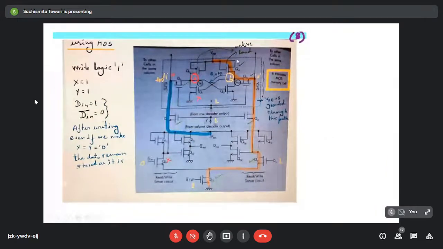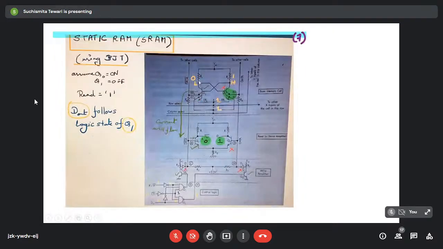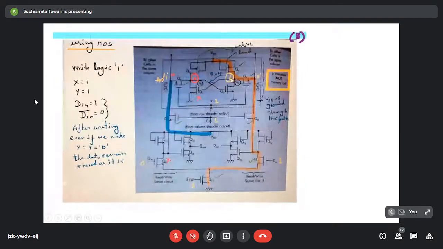Now this is the basic memory cell, and this one is the read-write sense circuit. Now let us see how we can write 1 in this particular cell. When we want to write 1, we will see whether these two nodes are getting a low logic level or a high logic level, just like in BJT, where we were looking at these two nodes. Here also we are going to consider the voltages at these two nodes.